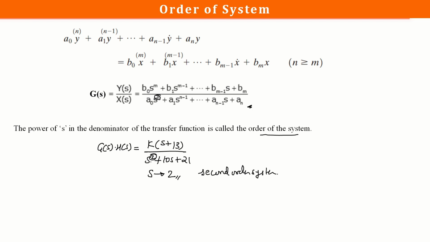Similarly, we just have to see the maximum power of s in the denominator, and based on that we can comment on the order of the system. Let's take another example. Suppose we have G(s)H(s) equal to 1 by s plus 3. Now here we need to see again what is the power of s. Here we can see that it is 1. So this system is a first order system.